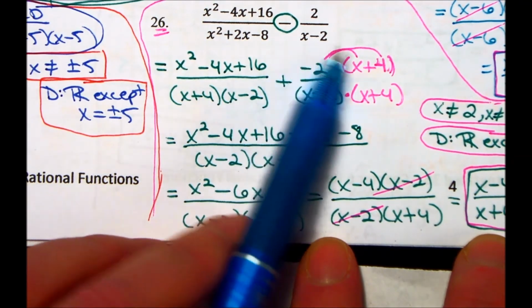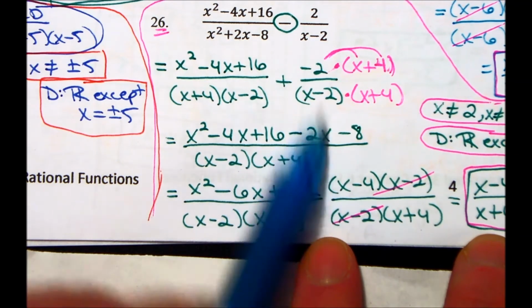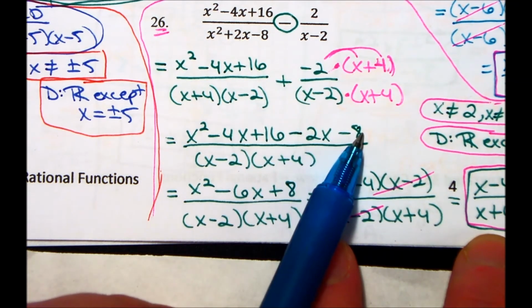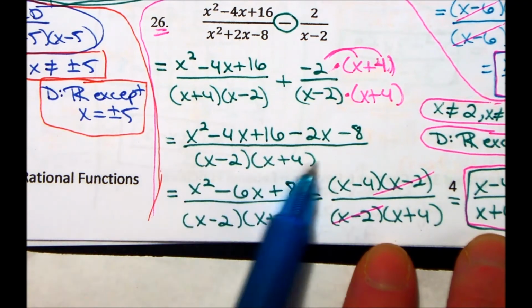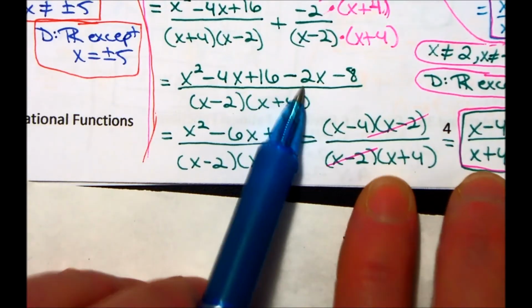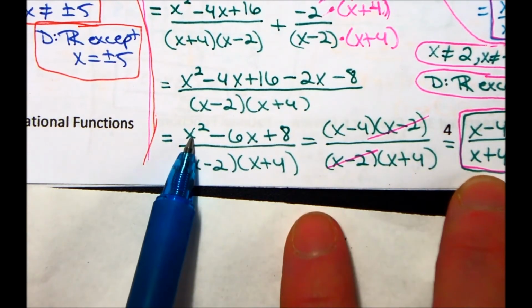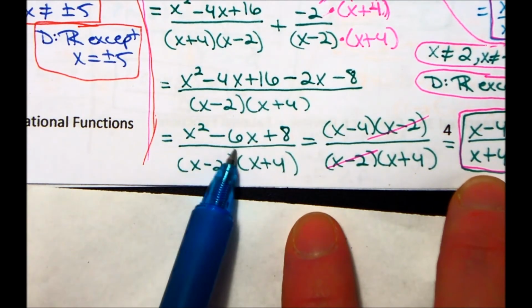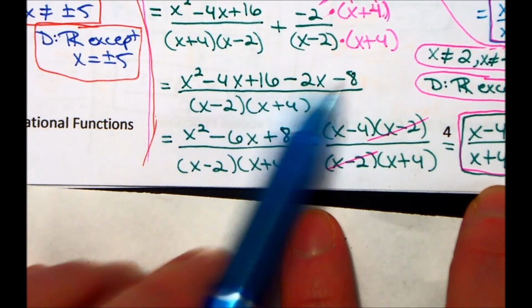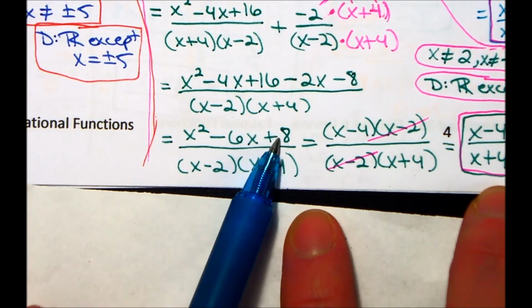That negative 2 times that x would be negative 2x. The negative 2 times 4 would be negative 8. And then it's all over that same denominator. Now combine like terms. X squared doesn't have any like terms, so it's just brought down. Negative 4 and negative 2 combined is negative 6. 16 minus 8 is positive 8.